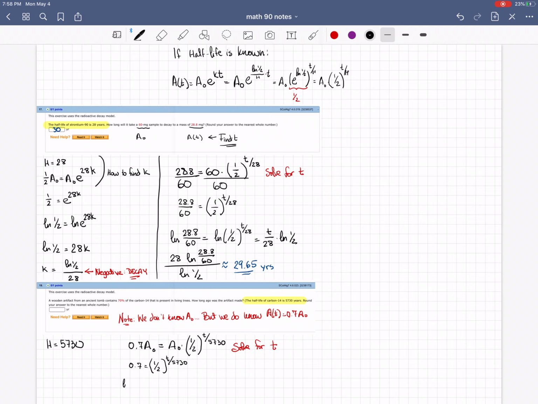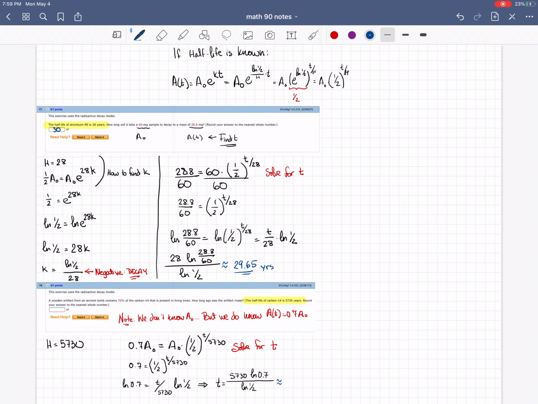And now we're going to take the natural log of both sides. Like that. And then to get t by itself, we're going to divide both sides by the natural log of 1/2 and multiply both sides by h, which is 5,730. So we have 5,730 times the natural log of 0.7 divided by the natural log of 1/2. So just as we did in the previous problem, we'll punch this in and see what we get.